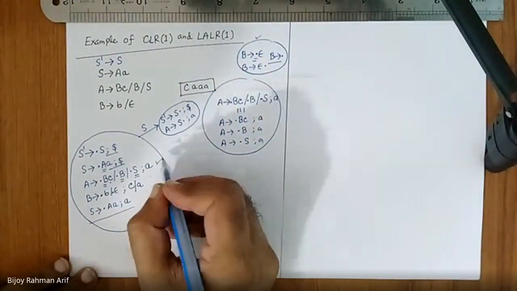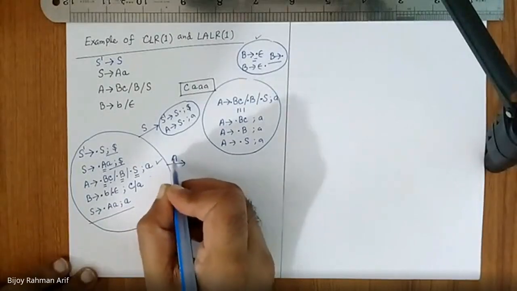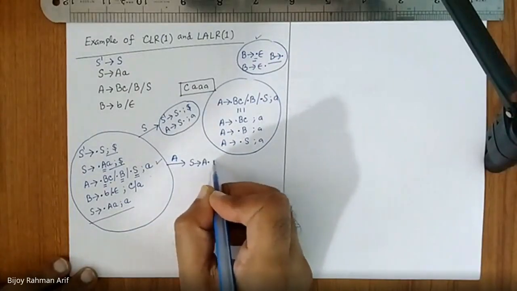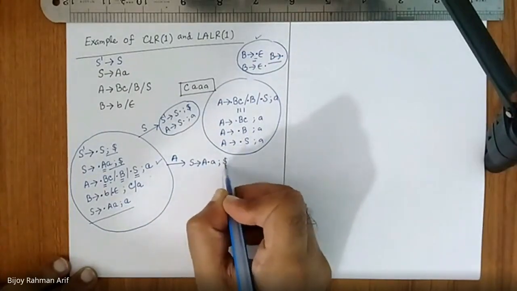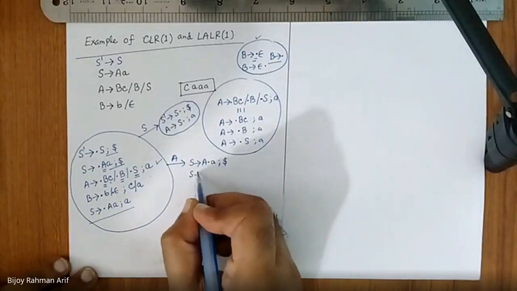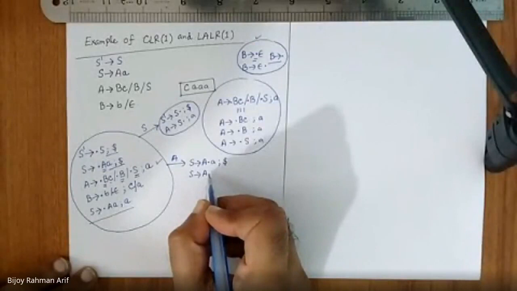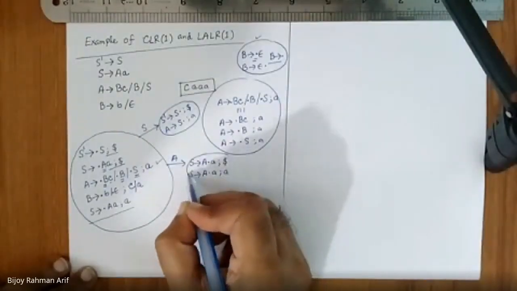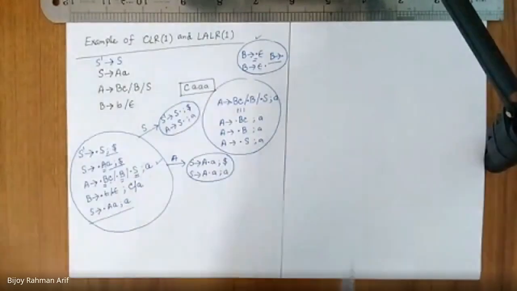Now move on A, what do you get? S derives A dot, small a, what is the look ahead? Dollar. And here S derives A dot, a. Okay, what's next?